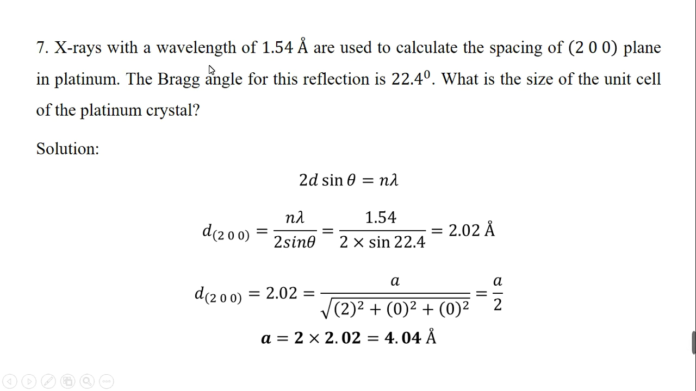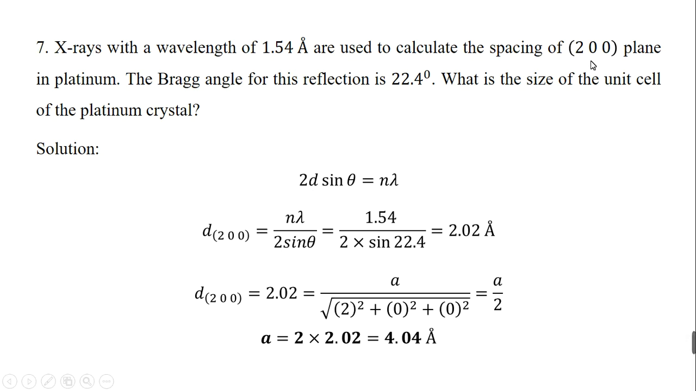Next problem: X-rays with wavelength 1.54 angstrom are used to calculate the spacing of the 200 plane in platinum. The Bragg's angle for this reflection, theta, is given as 22.4 degrees. What is the size of the unit cell of the platinum crystal? The size of the unit cell is nothing but a, the lattice parameter, which is to be determined. In order to determine a, first we have to calculate the interplanar spacing. So take the same formula, 2d sin theta is equal to n lambda. Because theta and lambda are given, you can determine d here.